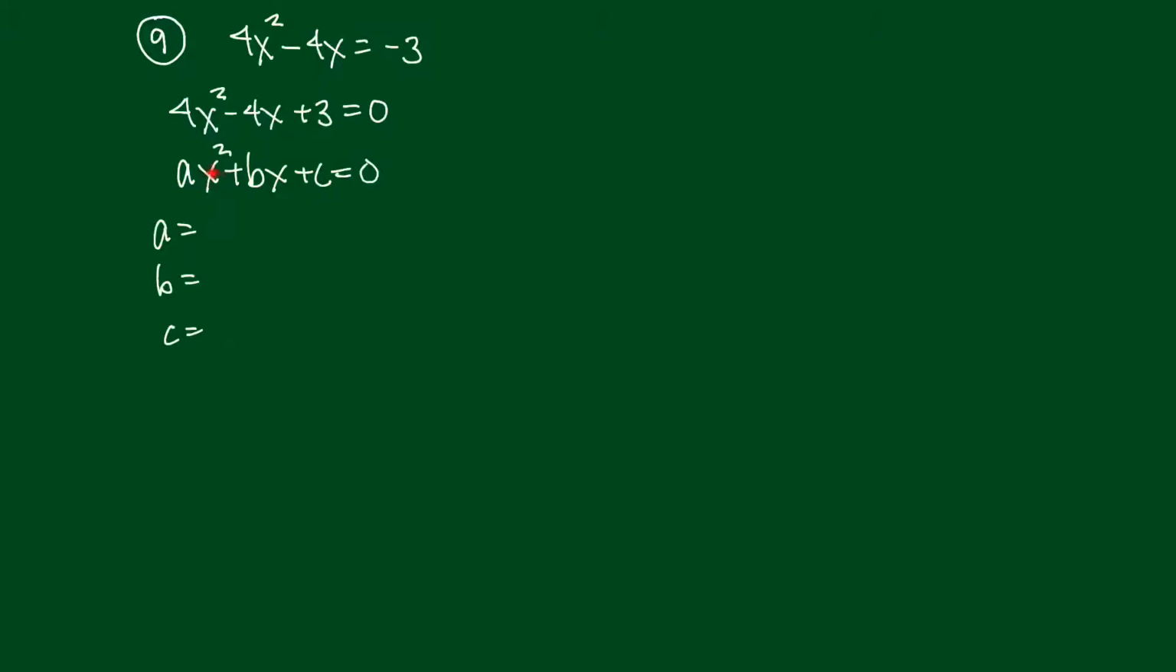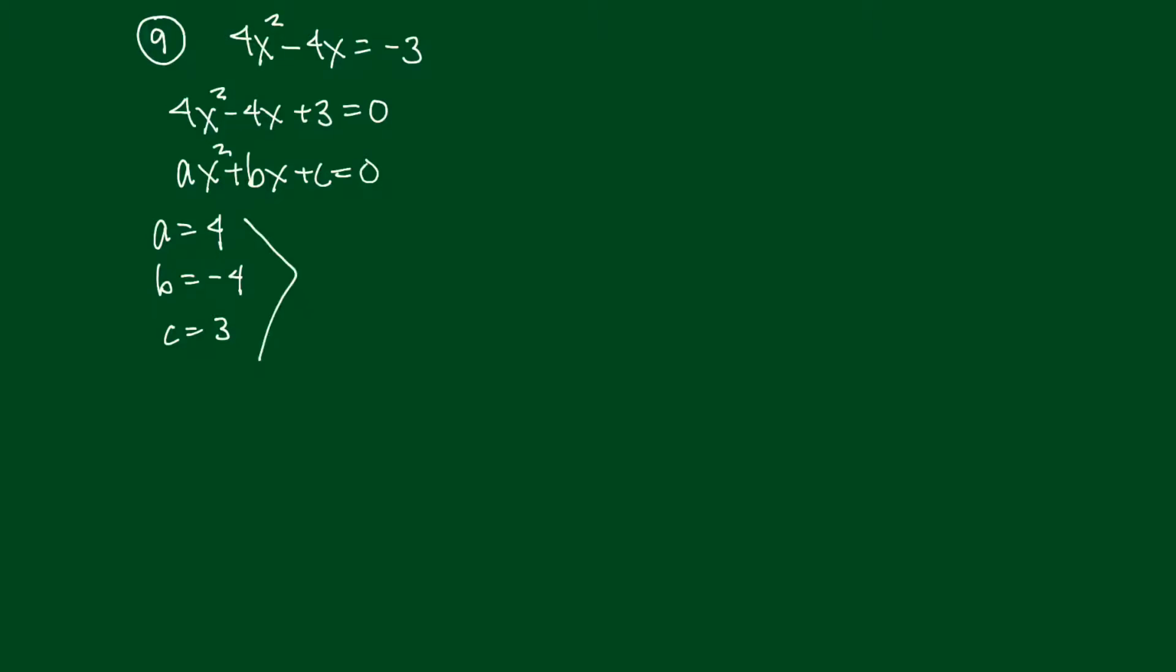So a is the coefficient of the quadratic term, which is 4. B, right, b is the coefficient of that linear term. Now, linear term up here, the coefficient is negative 4. And c is the constant, right? C is that constant, which is 3.